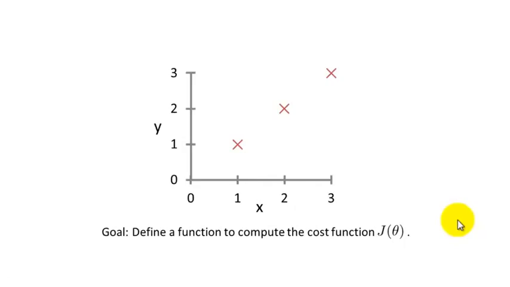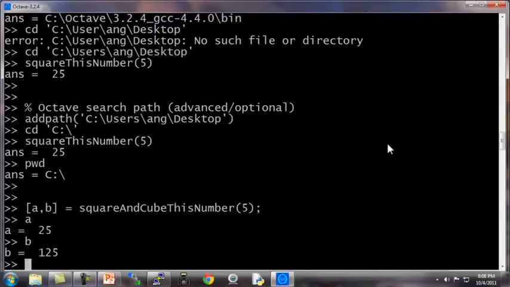Let's say I have a data set that looks like this with data points at (1, 1), (2, 2), (3, 3). And what I'd like to do is to define an Octave function to compute the cost function J of theta for different values of theta. First, let's put the data into Octave. So I set my design matrix to be [1 1; 1 2; 1 3].